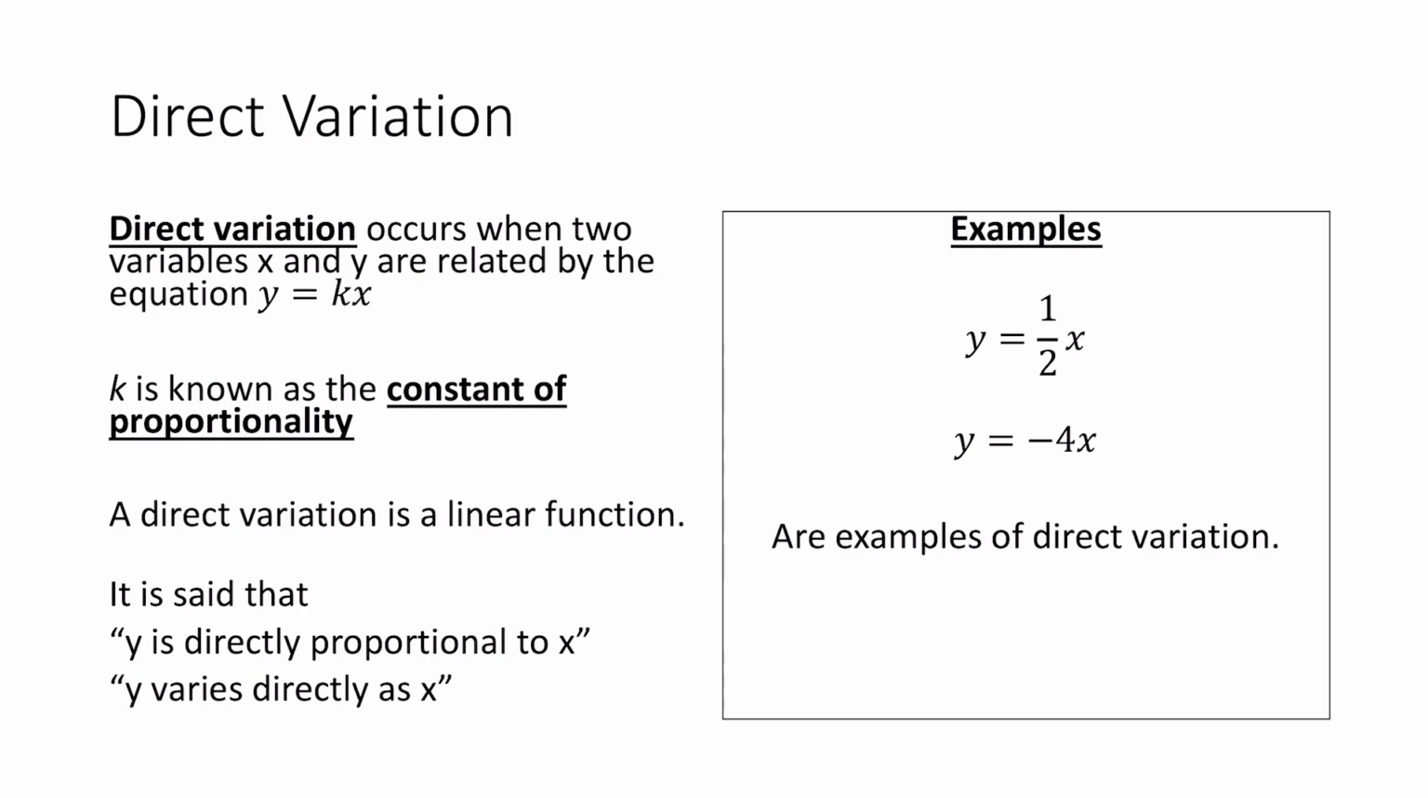In word problems, you'll see that it says y is directly proportional to x, or y varies directly as x. You can see in the examples y equals 1/2 x and y equals negative 4x that we have direct variation. In the first equation, the value of k is 1/2, and in the second equation, the value of k is negative 4.